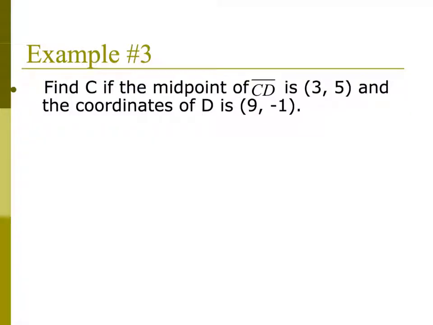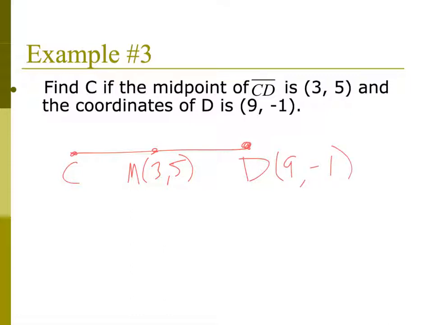Let's see what we're checking out here. Find C if the midpoint of CD is 3, 5, and the coordinates of D is 9, -1. I'm going to just draw out this segment. I don't even care to put it on a coordinate plane or anything like that. I'm not really too worried about what it looks like on a graph. So it says the midpoint is 3, 5. That's my midpoint. We'll call it M. D is 9, -1. I've got to figure out C.